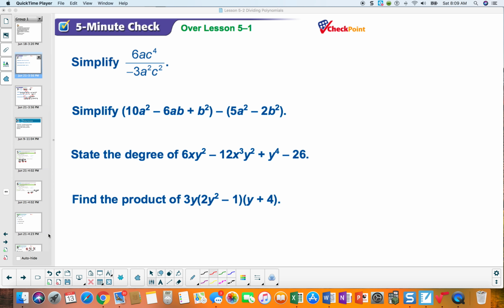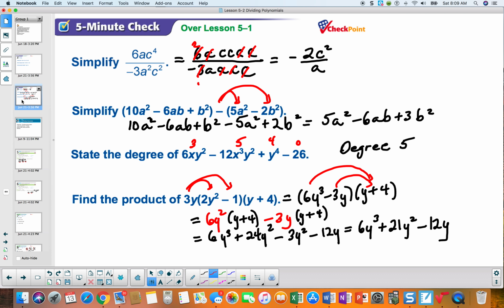Warm up for lesson 5-2. Pause to do the problems. And here are the answers.